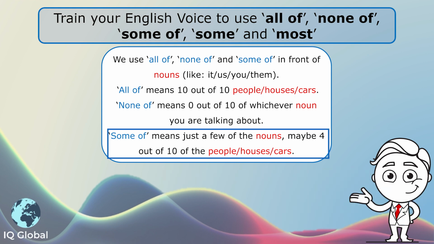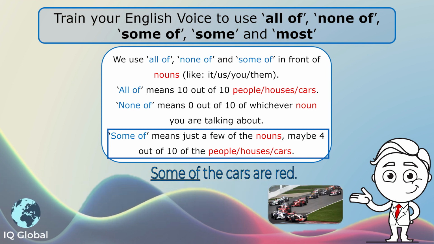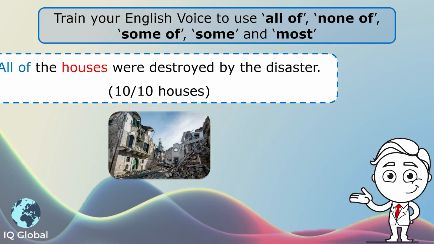And the last one, some of. Some of means just a few of the nouns. Maybe 4 out of 10 of the people, houses, cars, for example. So I could say some of the cars are red. So perhaps 4 or 3 of the 10 cars are red. Some of. Let's have a look at some more examples.